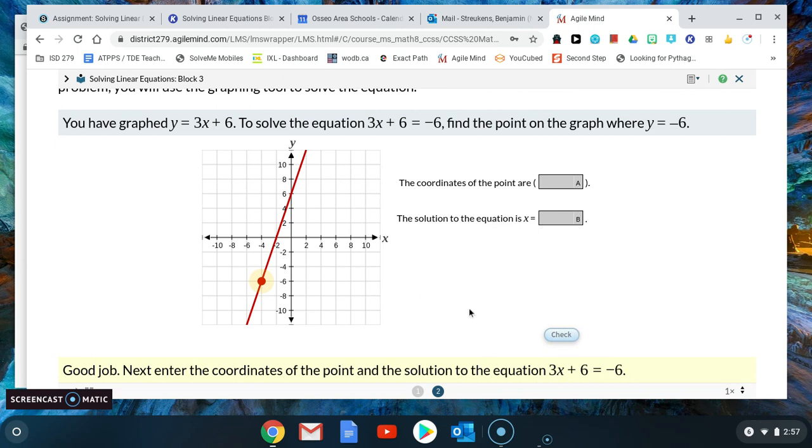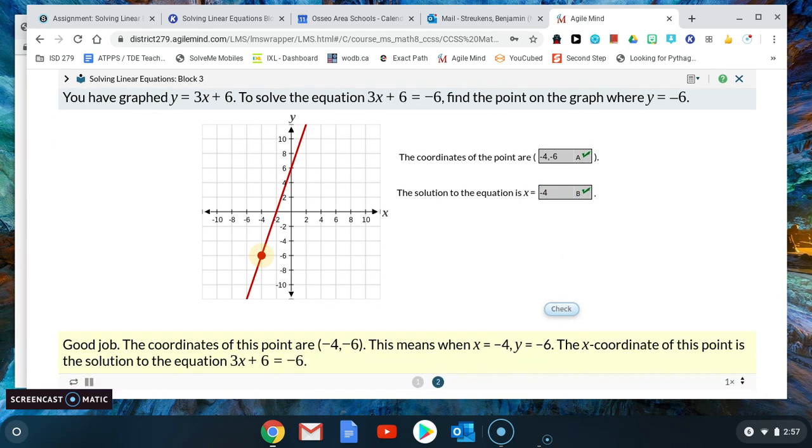Let's check the answer. It says good job, so I got it right, but we need to put our coordinates in. Remember the x comes first, so our x coordinate is going to be -4. And then we said that the y had to be -6. So we have -4, -6. The solution to the equation is x equals, well, if y is -6, x is -4. That must mean that x has to be -4. If we hit check, we have it right, which means we can move on.